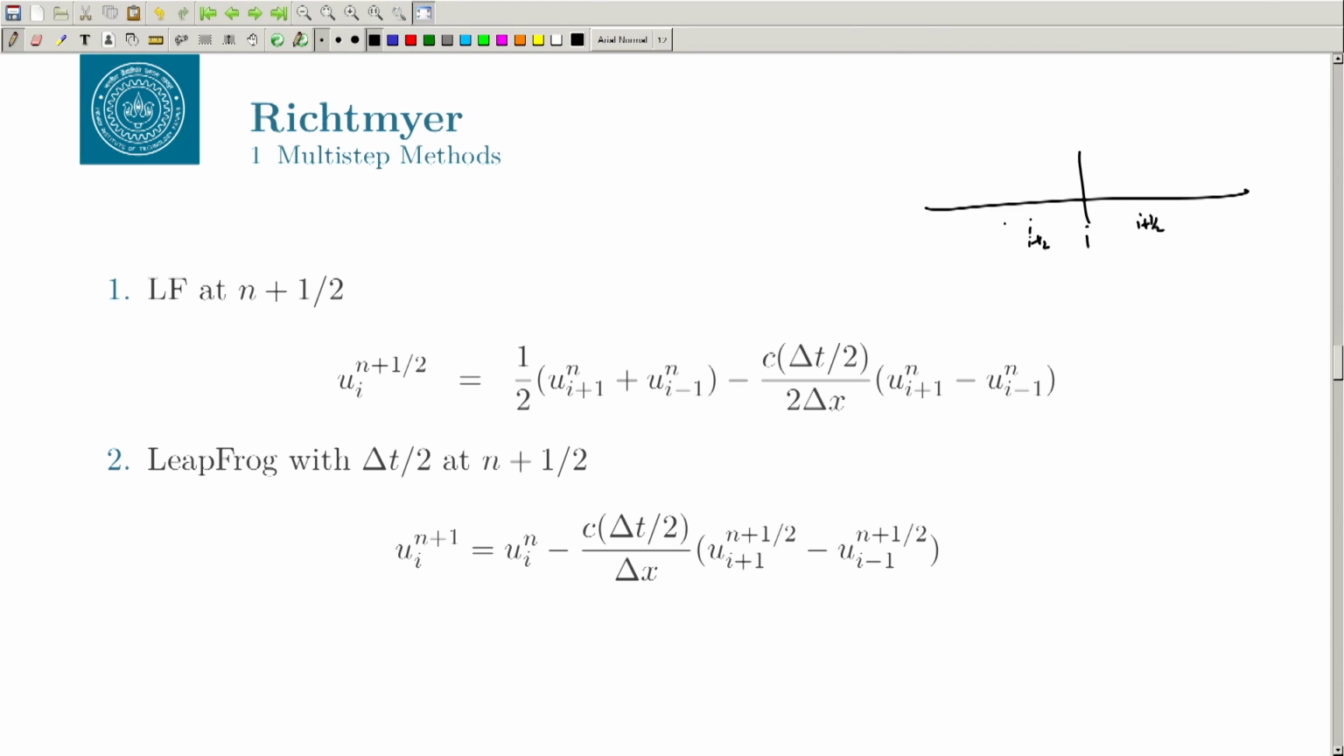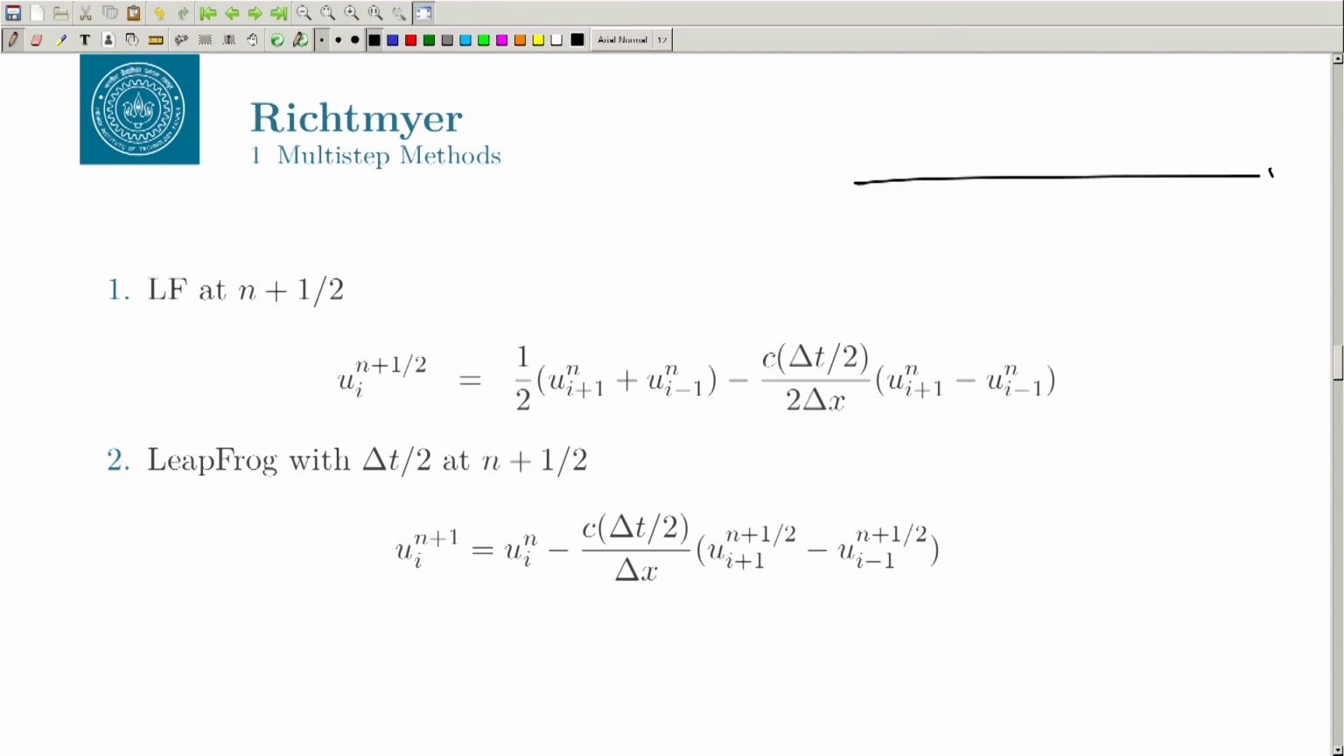What Richtmyer did is remove this dependency on i plus half and i minus half, and he used both Lax-Friedrichs and the leapfrog in the regular stencil only. So, this is the scheme that they have.